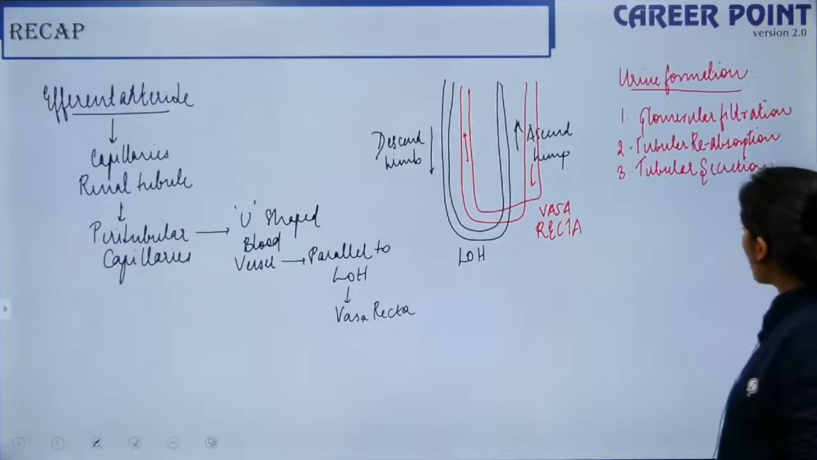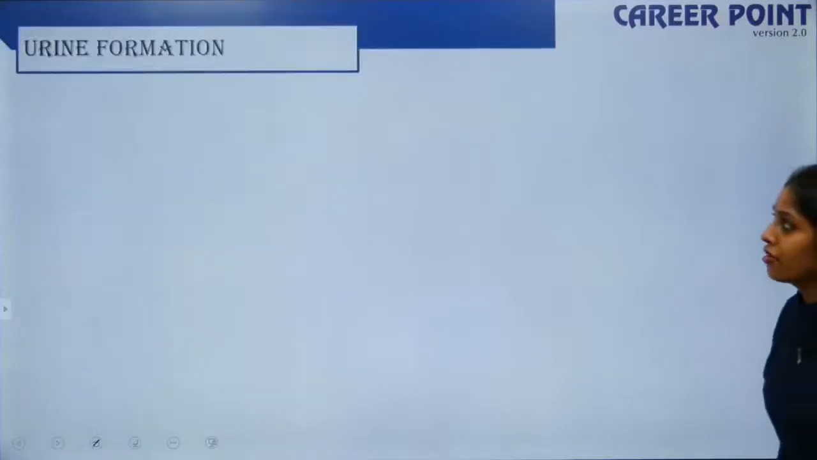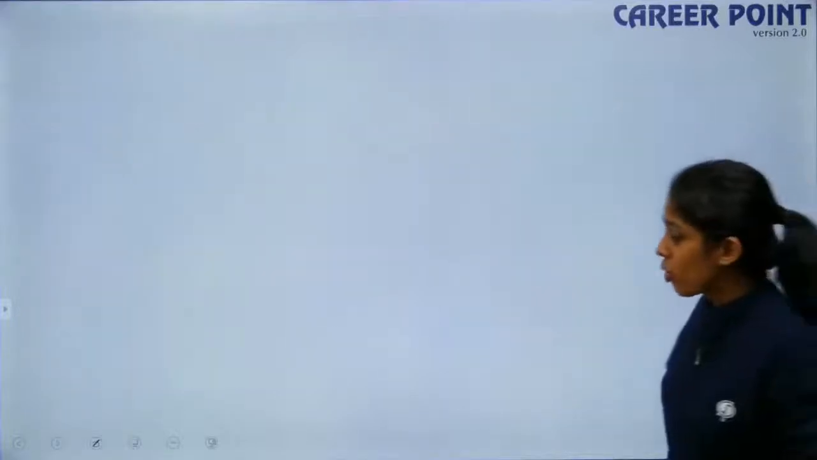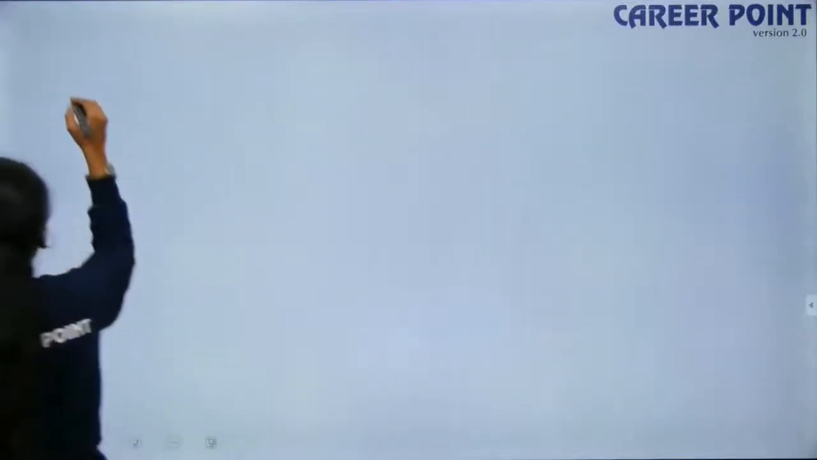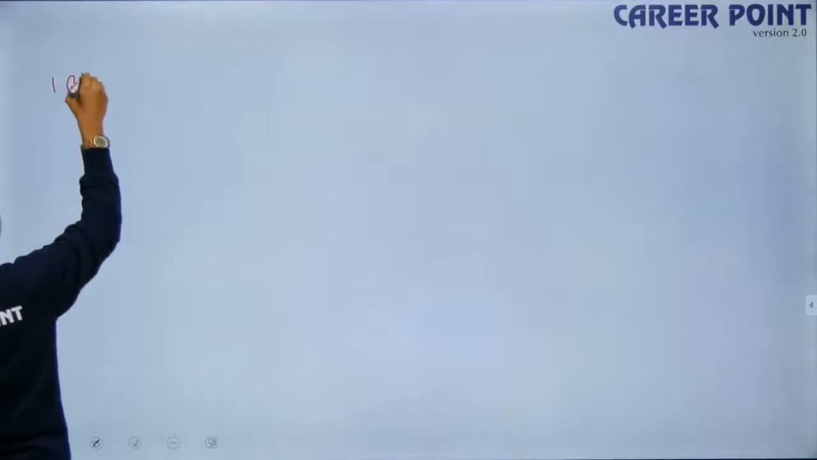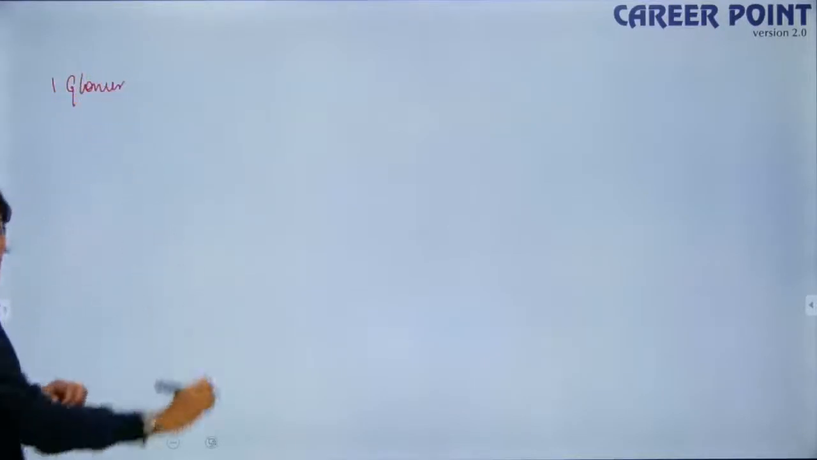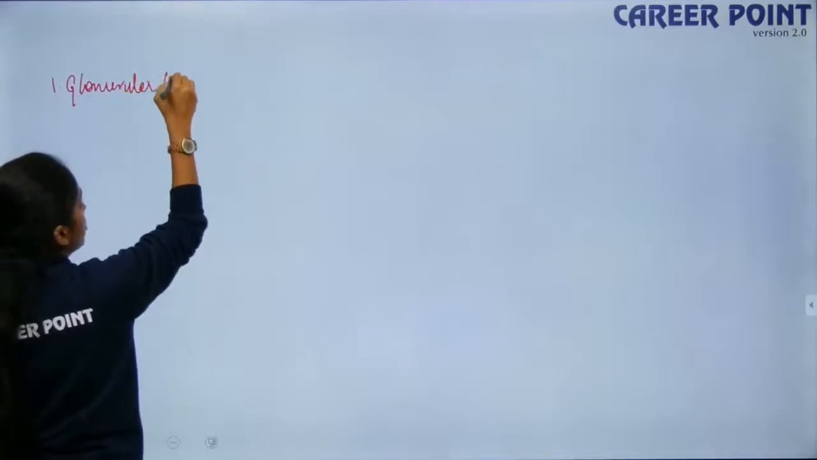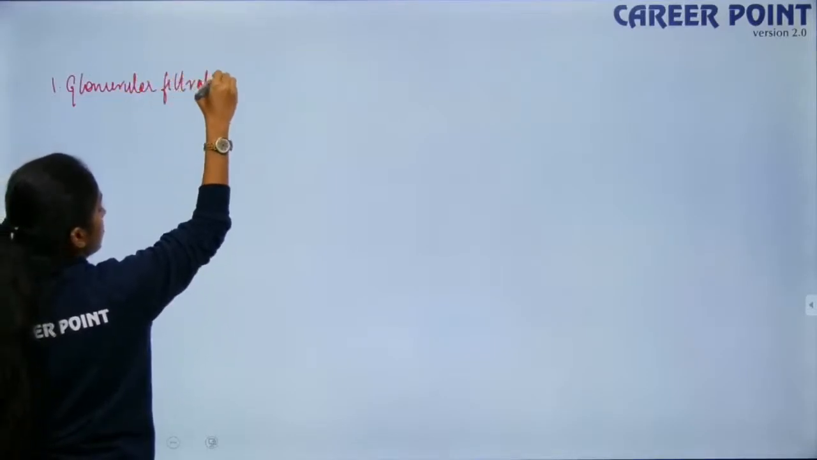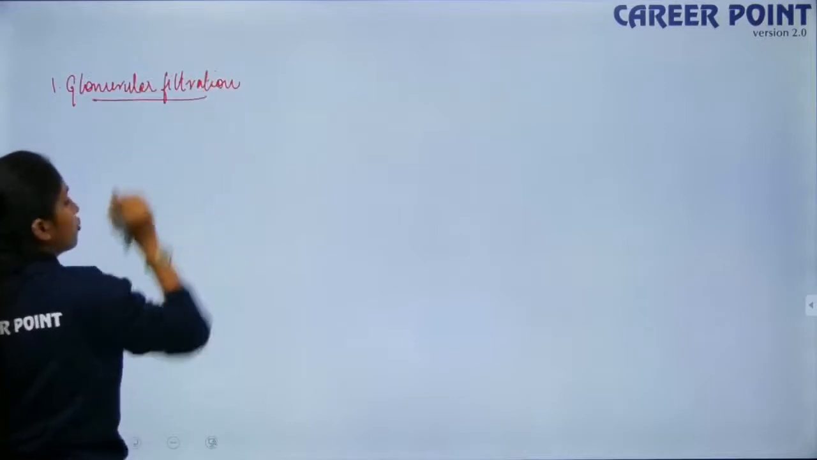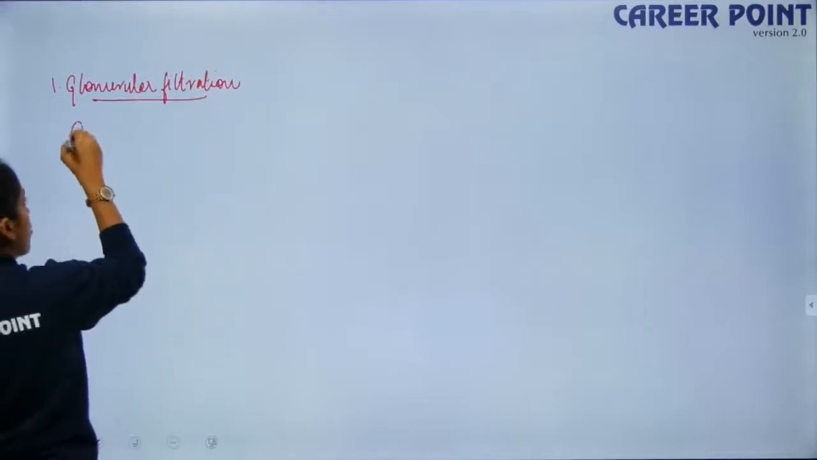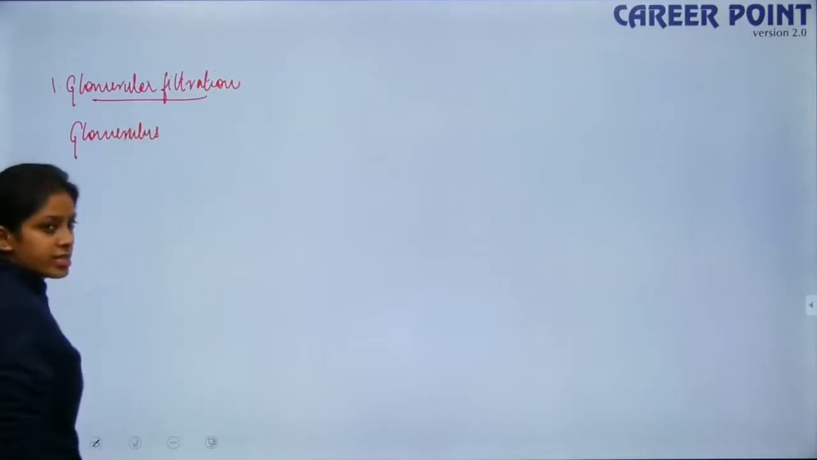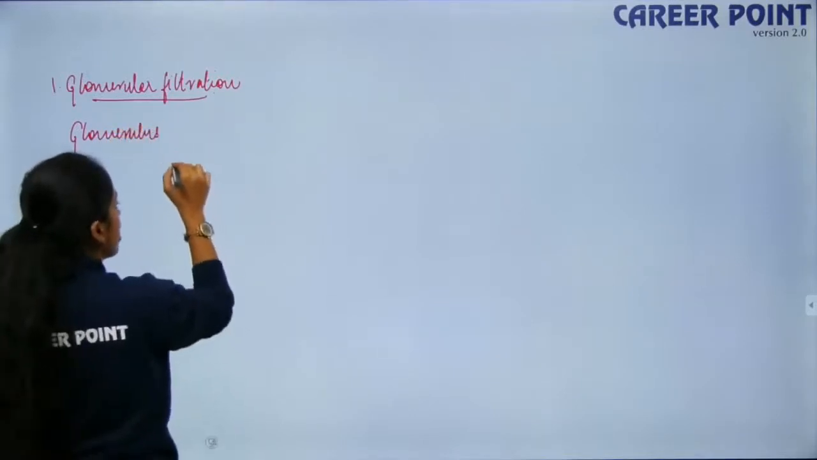Fine. So now let's talk about your glomerular filtration. I will explain this once again. How does glomerular filtration happen? What is involved here? Your glomerulus, right? Filtration done by the glomerulus is glomerular filtration. The glomerulus is a network of capillaries.